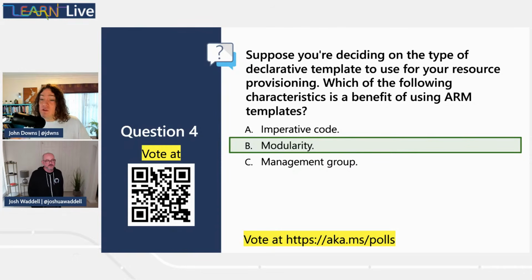Now, the option C, management group, that's kind of a bit of a left field option there. Really, there's no benefit from a management group perspective of using either ARM templates or any other approach. That's a feature of Azure that you might choose to use infrastructure as code to work with, or you might not. But it's a whole separate discussion to infrastructure as code, really. Yeah, so modularity is the way to do it. Yeah, might have been there to throw you off a little bit, because the management group is a feature of Azure Resource Manager, but not necessarily an ARM template.